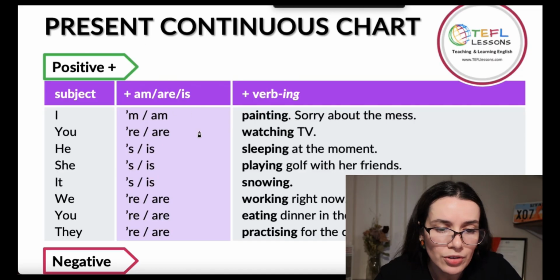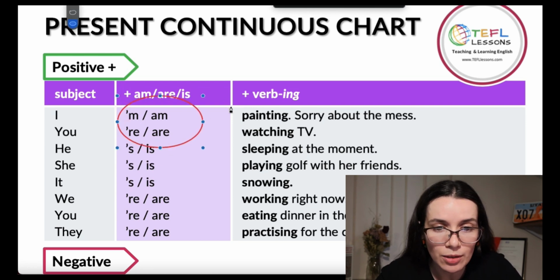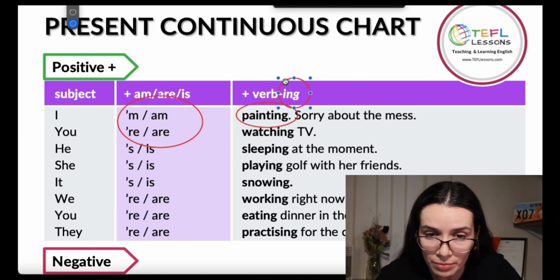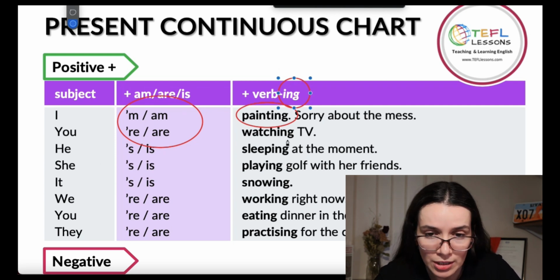So here we have the conjugation of the present continuous or present progressive. We have the positive form. Again, remember we have the verb to be in the present, and then we have the action verb, but with the ing form. So here I am or I'm painting, you are or you're watching TV, and so on and so on.